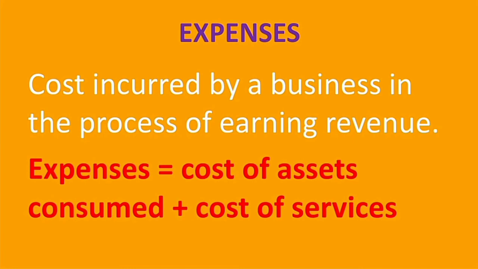Now the last one is expenses. Cost incurred by a business in the process of earning revenues or cost of running a business are known as expenses. Generally, expenses are measured by cost of asset consumed or cost of services. Cost of asset consumed means cost incurred for consuming an asset, that is depreciation, rent for building, etc. And cost of services include wages, labor charges, salary, etc. That is, expenses include cost of asset consumed plus cost of services. Okay, these are the 6 terms.